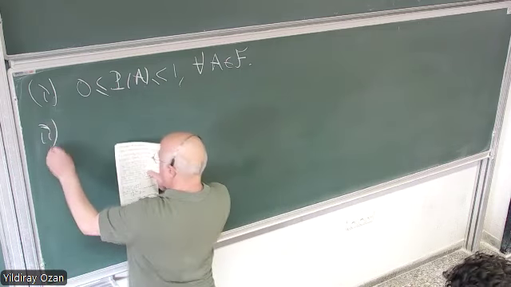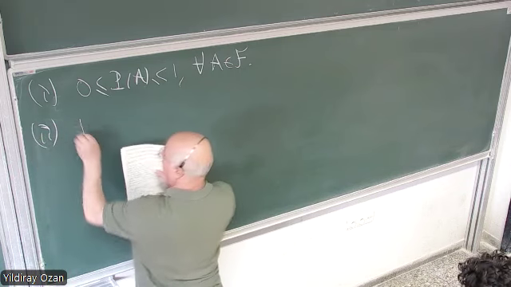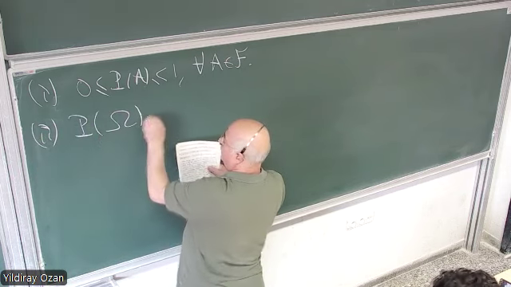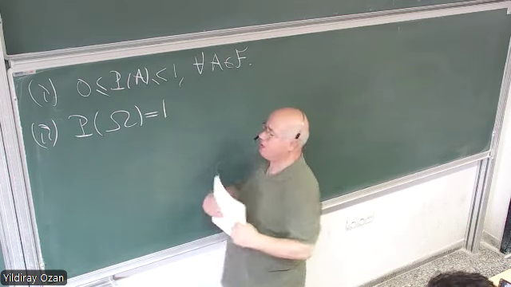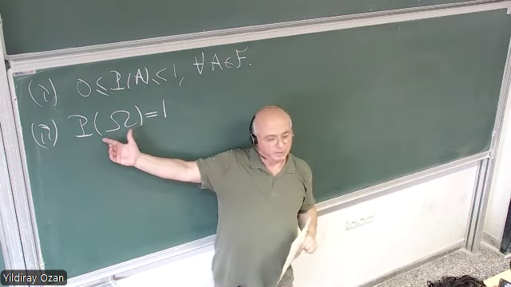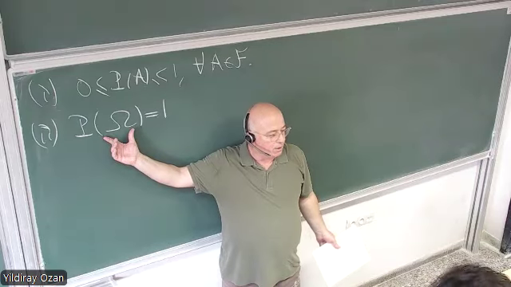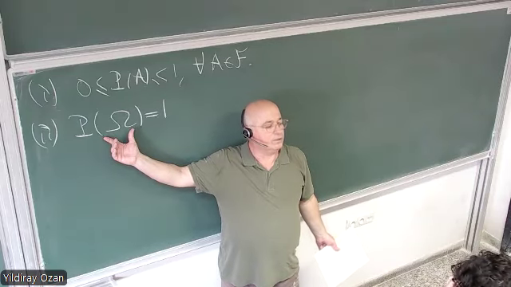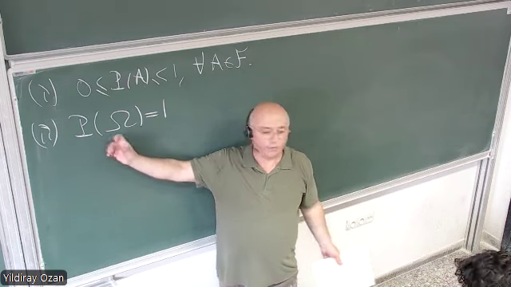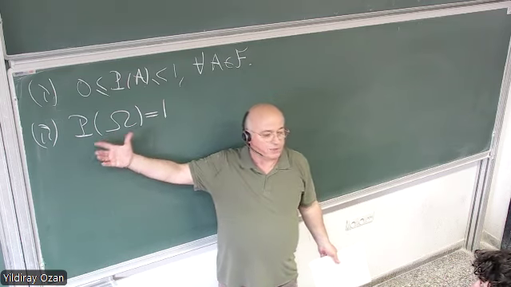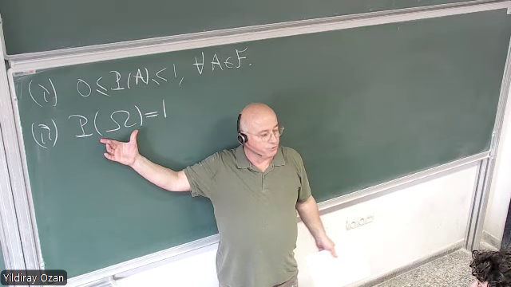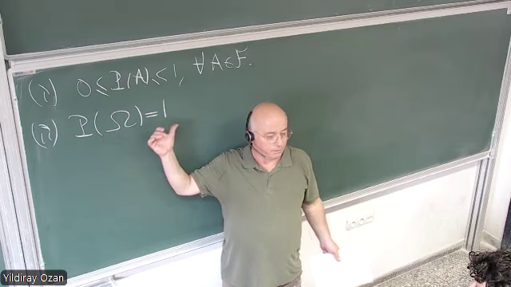The second axiom is that the probability of omega is 1. This is the set of all outcomes, and of course the result of the experiment is one of the elements here. That's why the measure of the whole sample space is 1.